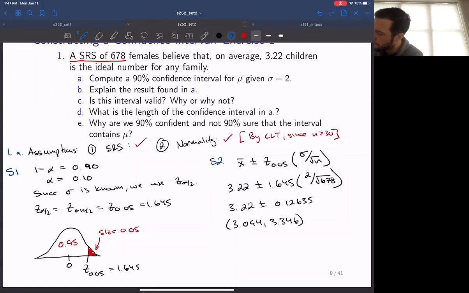Now, our third step here is to interpret. This is the same thing as what part B is asking us. So I'll just make a note here that part B is step 3. Those are the same thing.